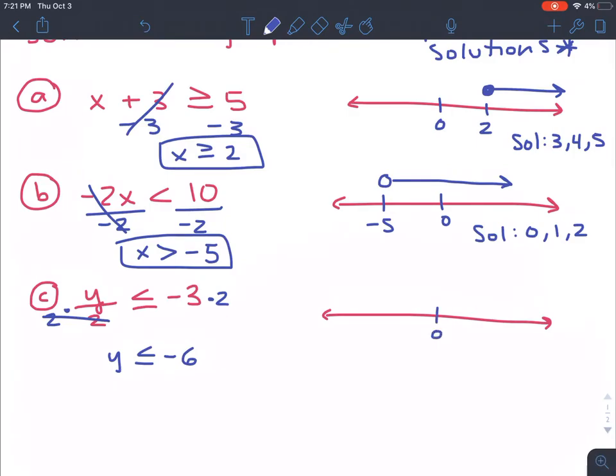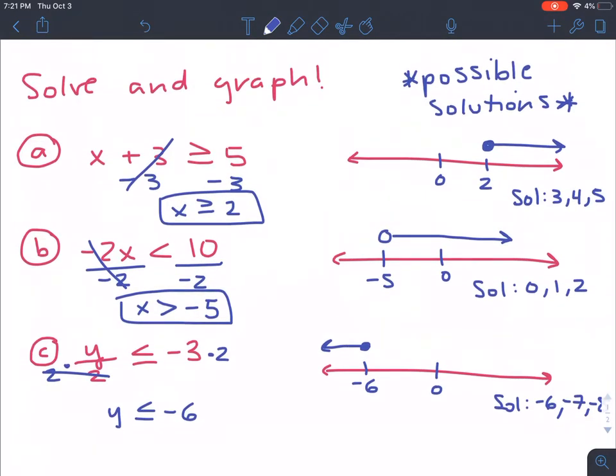On my graph, I have 0 and -6. Closed circle on -6. That is a possible solution you could use. And then arrow to the left because it is less than. So possible solutions, I'm actually going to use -6, because it is 1, -7, -8. But again, those can kind of be whatever you want as long as they're within the arrowed region of the graph. So they have to be within where the arrow is pointing.